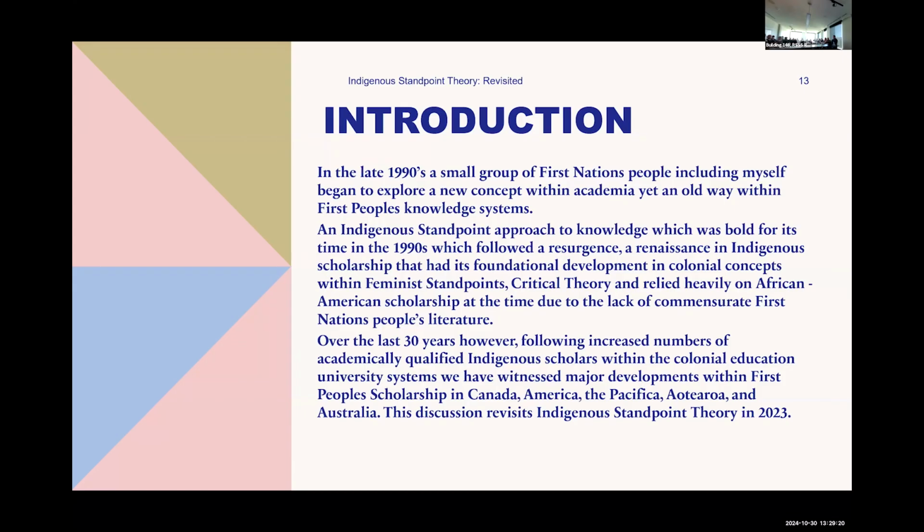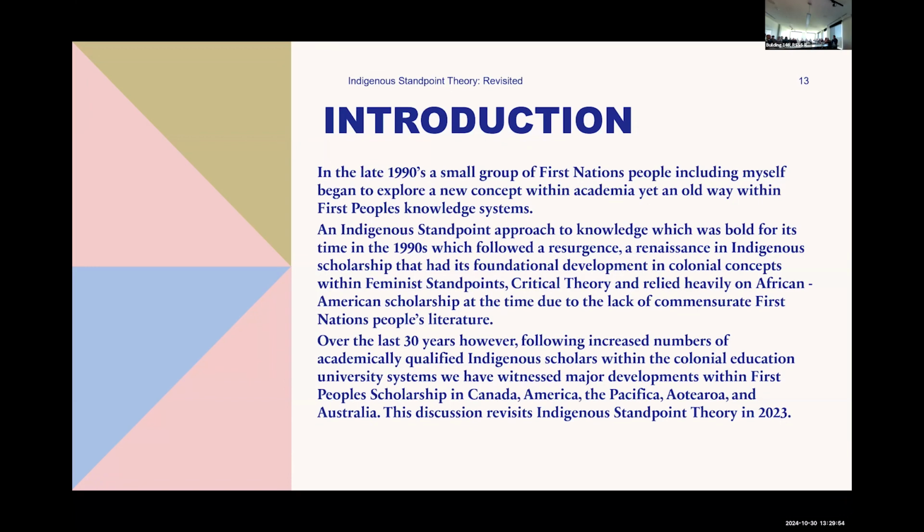And there was a resurgence or renaissance in Indigenous scholarship that happened at the time, mainly in sociology, nursing and education, and the argument of colonial concepts within feminist standpoint, most of it in America and New Zealand, and a sister girl from Stradbroke Island. Aileen Moore Robertson was probably one of our first speakers at the time from a feminist standpoint. Critical theory emerged, and we also relied heavily on African American scholarship. Inside or outside of theory was the main thing there.